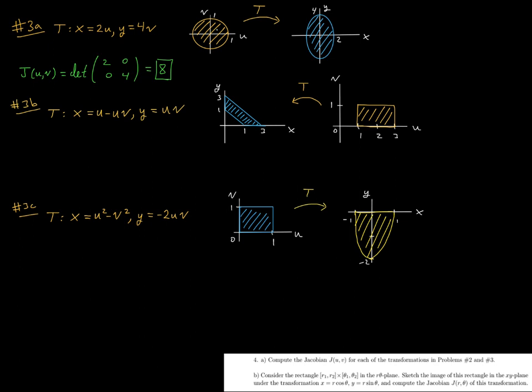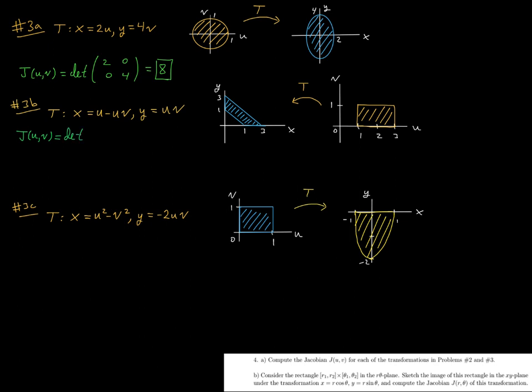And recall that this transformation mapped the unit disk in the UV plane over to this region bounded by this ellipse in the XY plane. And so the fact that this transformation is stretching horizontally by a factor of 2 and stretching vertically by a factor of 4 is giving rise to this area distortion factor of 8. Okay, that makes sense. All right, for 3b, now a little bit more complicated here.